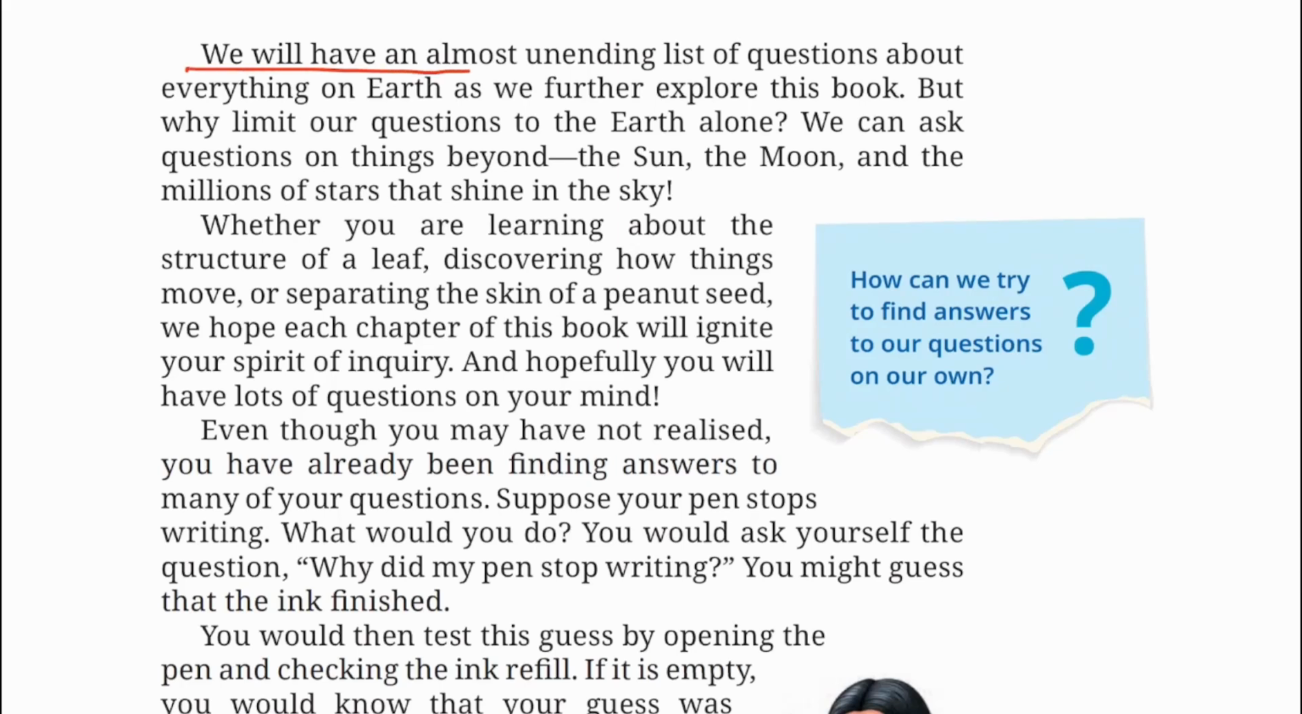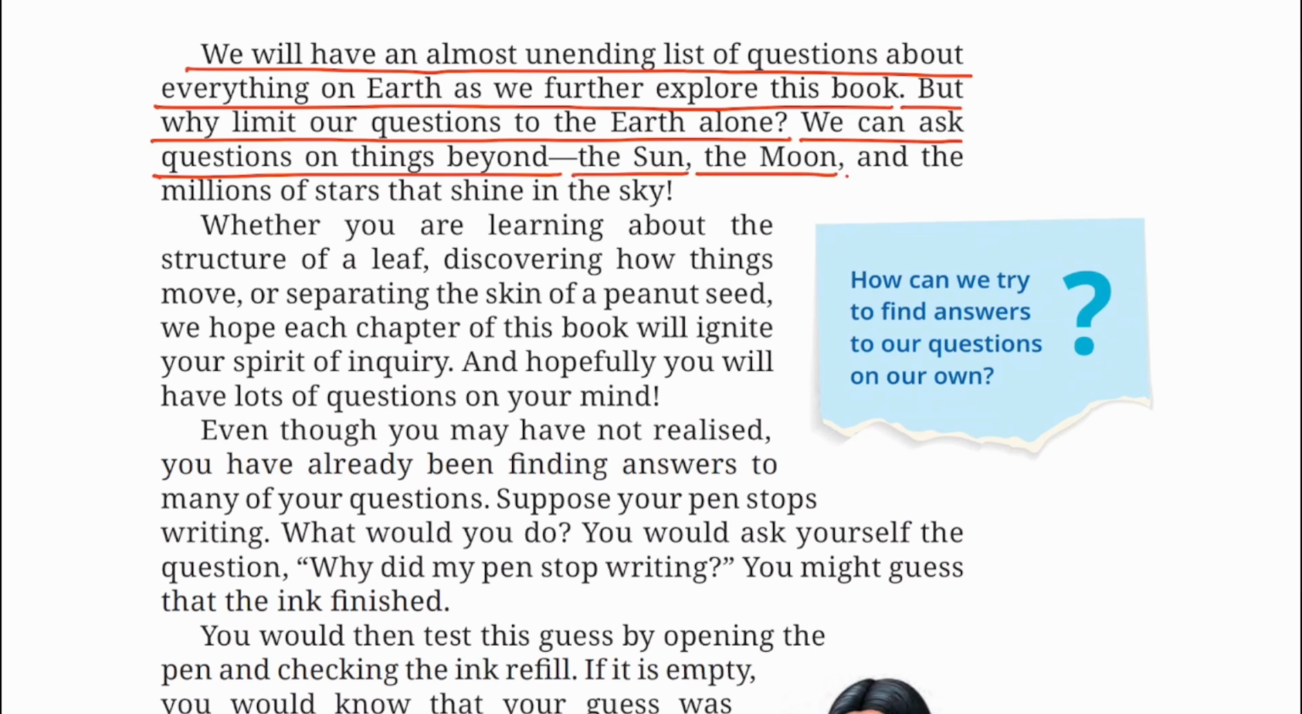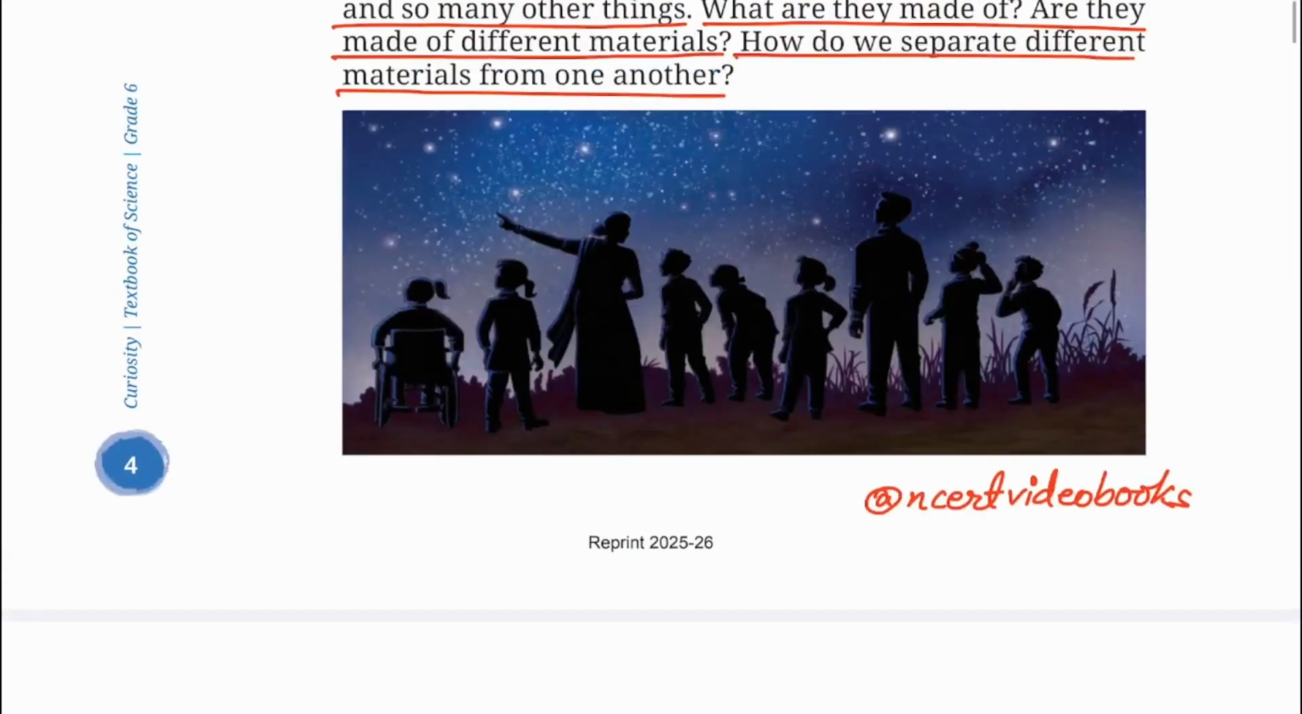We will have an almost unending list of questions about everything on earth as we further explore this book. But why limit our questions on the earth alone? We can ask questions on things beyond: the sun, the moon, and the millions of stars that shine in the sky. You can see millions of stars shining in the sky.